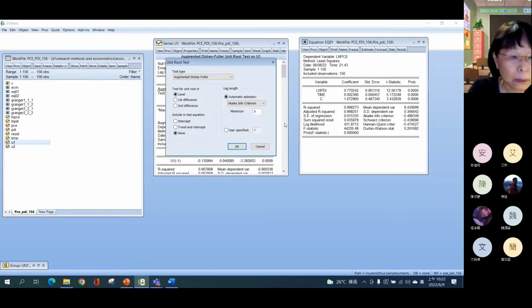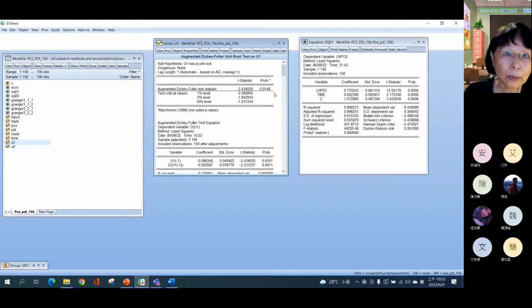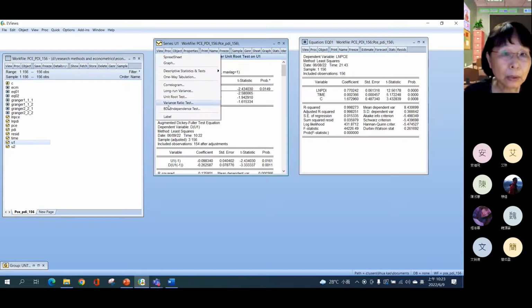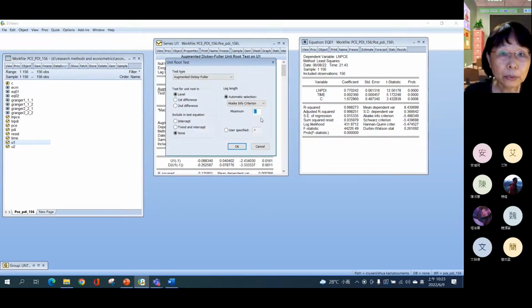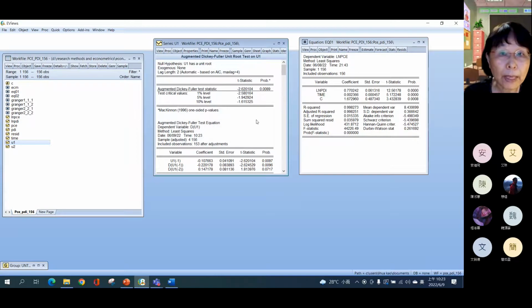Maybe the lag of 1. The probability is 0.0149. Still very small. This passes the 5% level. And we know that our data is quarterly data, so let's try up to the 4th lag. Look at this probability, 0.0089, which passes the 1% level.